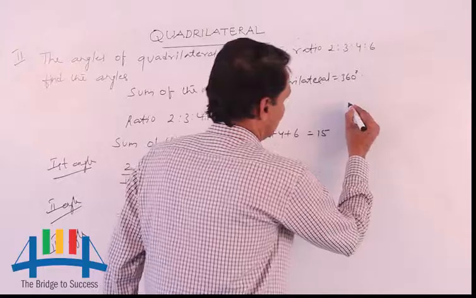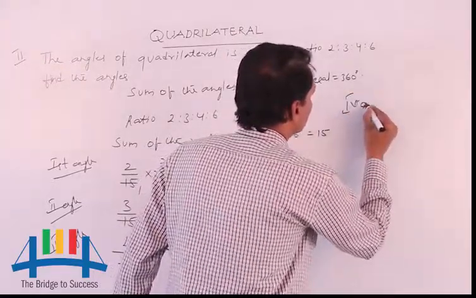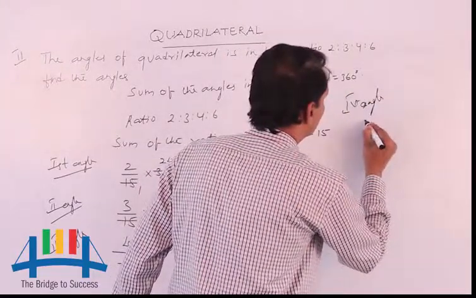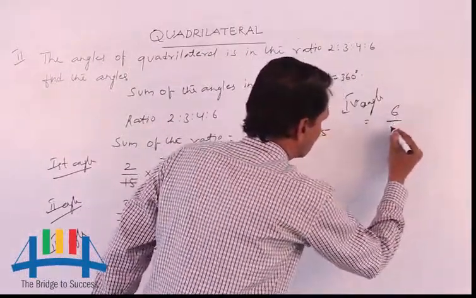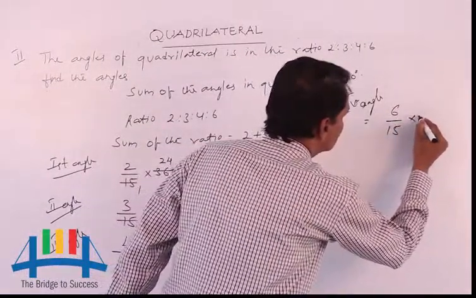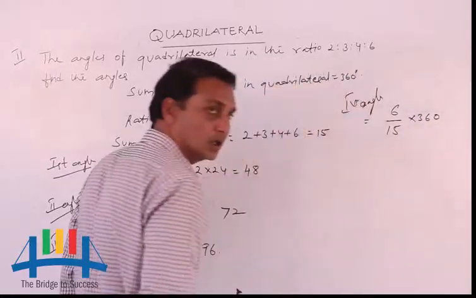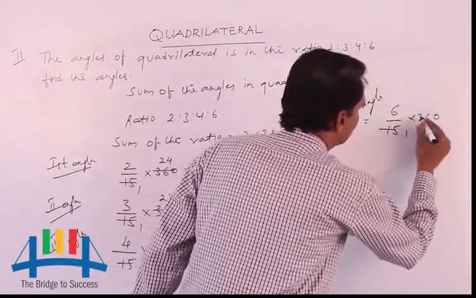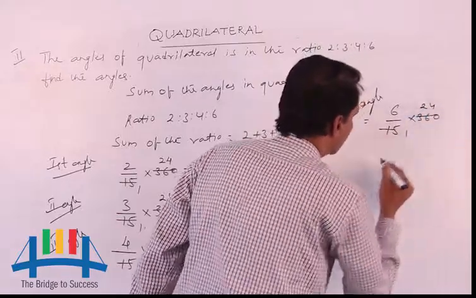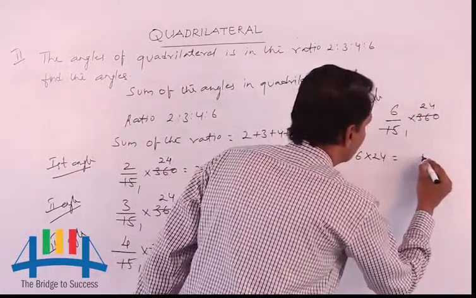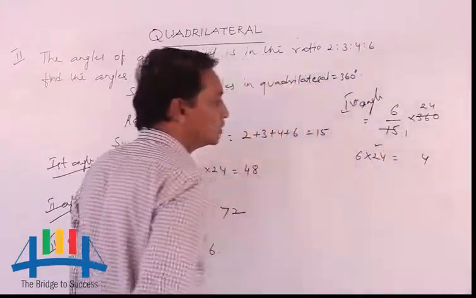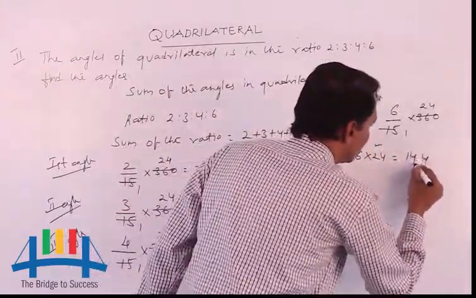Now let's see the fourth angle now. Okay, fourth angle. What is the fourth ratio given to you? Fourth ratio is given as 6. 6 by the total ratio 15, into the sum of the angles in the quadrilateral, 360 degrees. 15 ones are 15, 15 24s. Okay, that is equal to 6 into 24. 6 fours are 24, 6 twos are 12, 13, 14, that means 144.